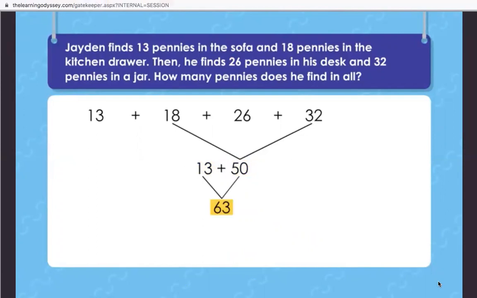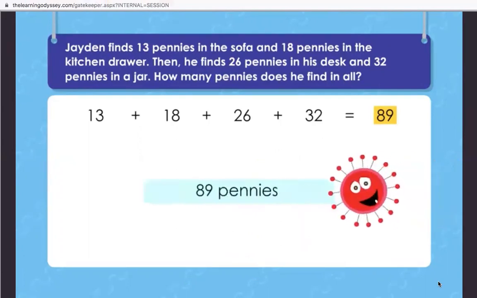We're almost done. Finally, we need to add 26 to 63. We can start by adding the tens. 60 plus 20 equals 80. Then we just need to add the ones. 3 plus 6 equals 9. Finally, add those numbers. 80 plus 9 is equal to 89. So we know that 13 plus 18 plus 26 plus 32 equals 89. Jaden finds 89 pennies. Great job changing the order.